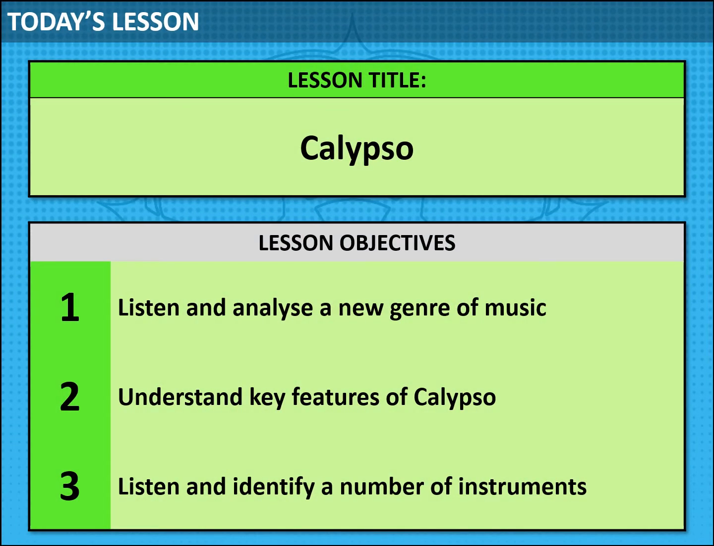Okay, so the aim of today's lesson is you are going to listen and analyse a new genre of music. You are going to understand the key features of Calypso and listen and identify a number of instruments.